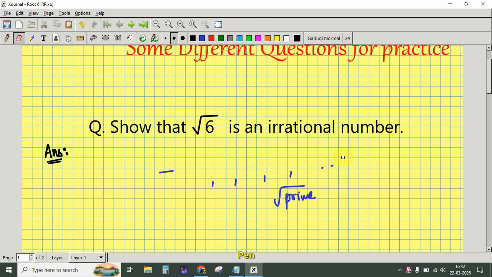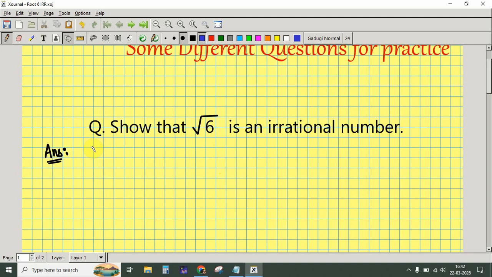So this is the question where we are going to see one composite number and its root. Here 6 is not a perfect square. We have to show that this is an irrational number. So let's begin the solution for this.